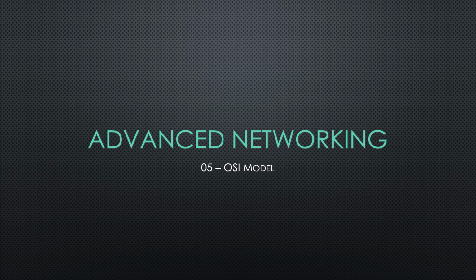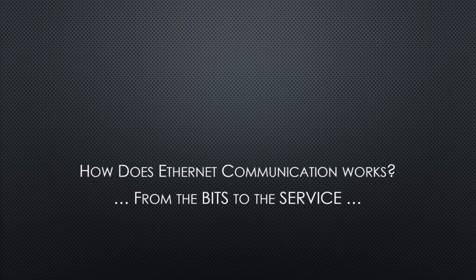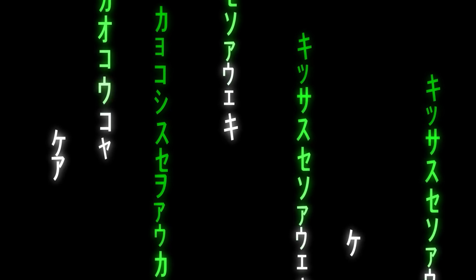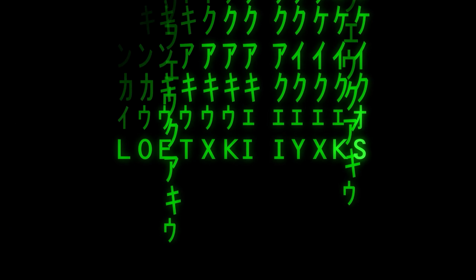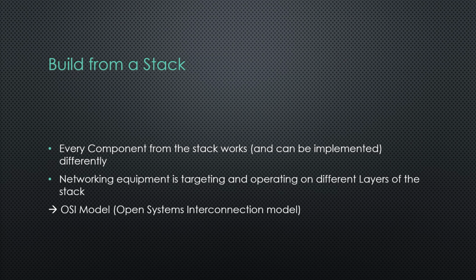Today we're going to talk about the OSI model, or how does Ethernet communication work from bits to the service. So the OSI model is built from a stack. Every component in that model or in that stack works and can also be implemented differently.